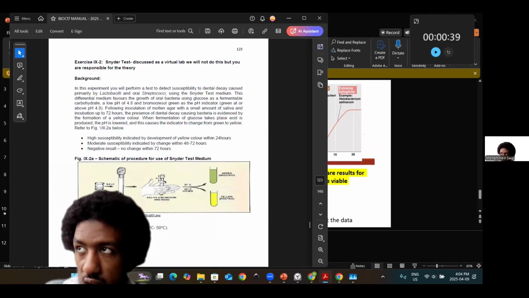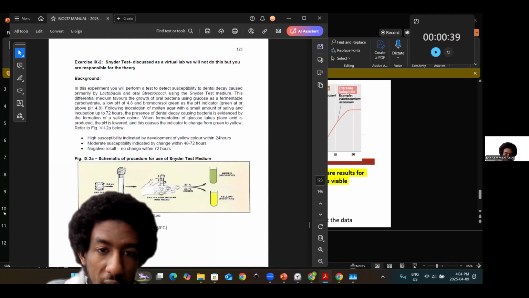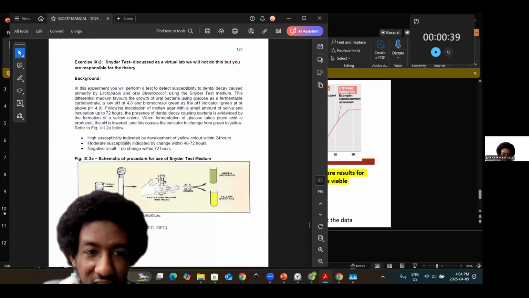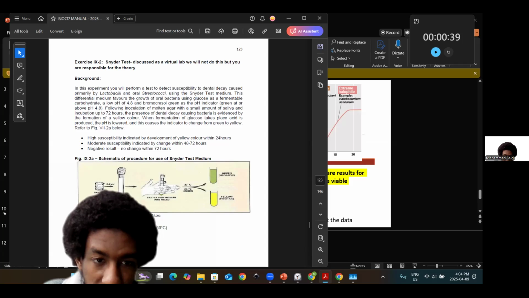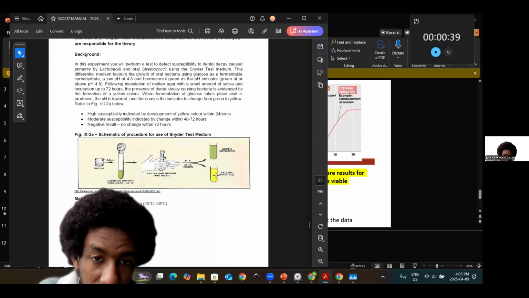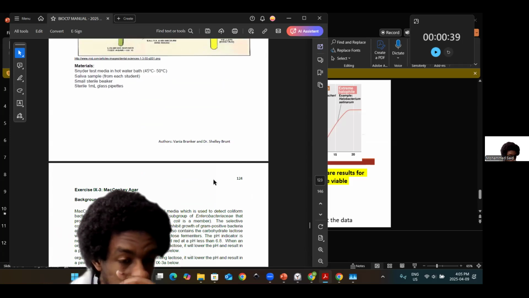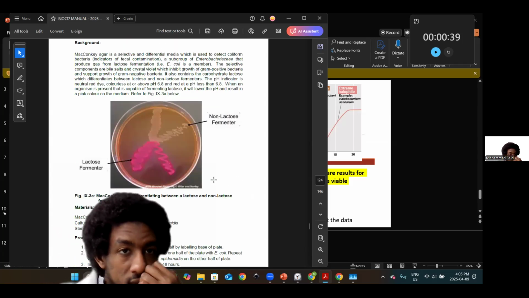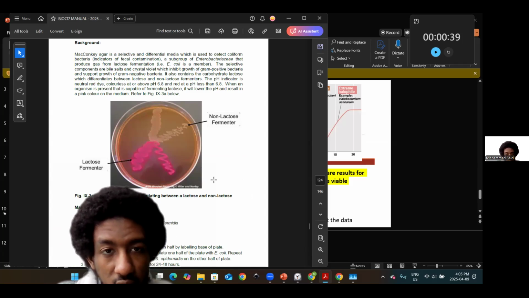Like if you're interested in, let's say, dentistry or other lab biochem courses, right? You can take a bit of your saliva and put it into a liquefied Snyder test. You can notice how it's at 50 degrees, so that's quite a high temp water bath. And then after 24 to 72 hours, you can actually see if there's a prominence of lactobacilli by yellow coloration, right? So that's something interesting. Then you have the ability to ferment lactose from a MacConkey agar plate.